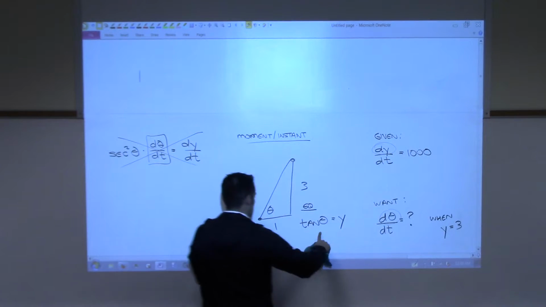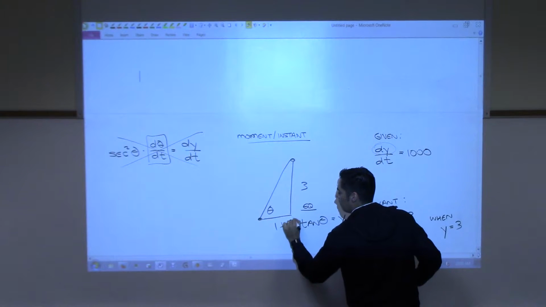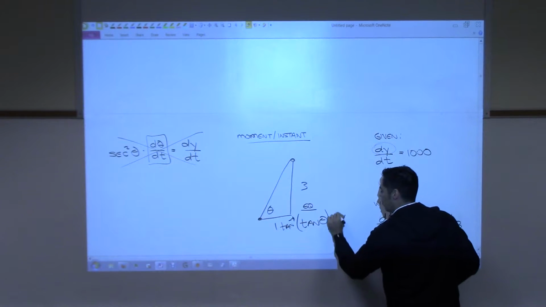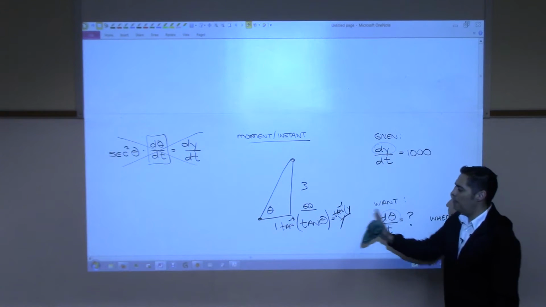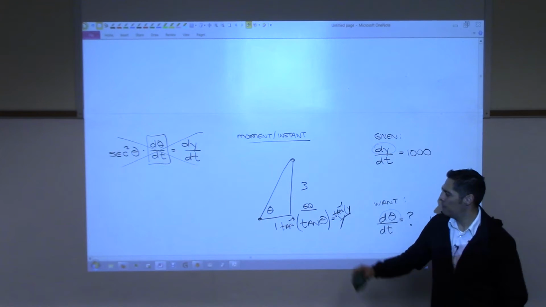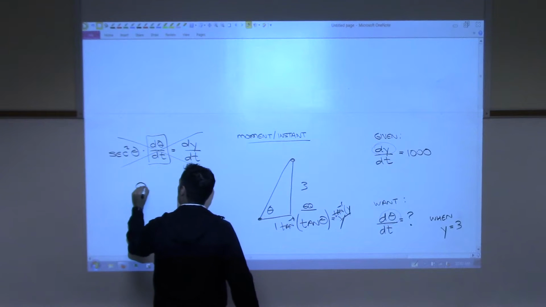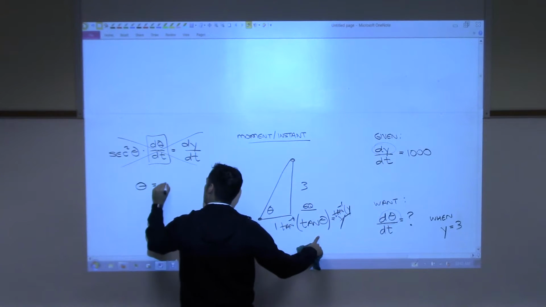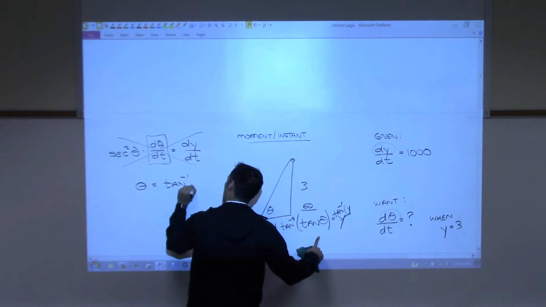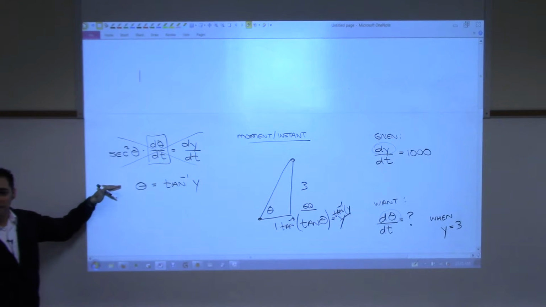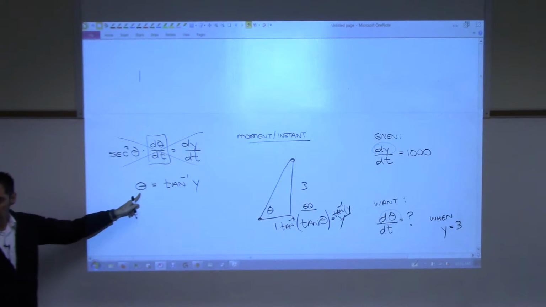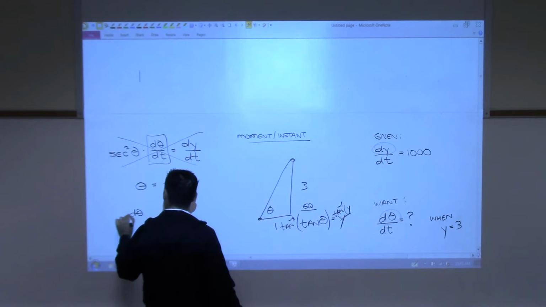I'm going to take tangent inverse on both sides. Tangent inverse over here of y, right? What would happen if I do tangent inverse on both sides? You have theta equals tangent inverse of y, right? Use this equation now instead. Take the derivative of this with respect to time. What would you get? Derivative of theta with respect to time, d theta dt.